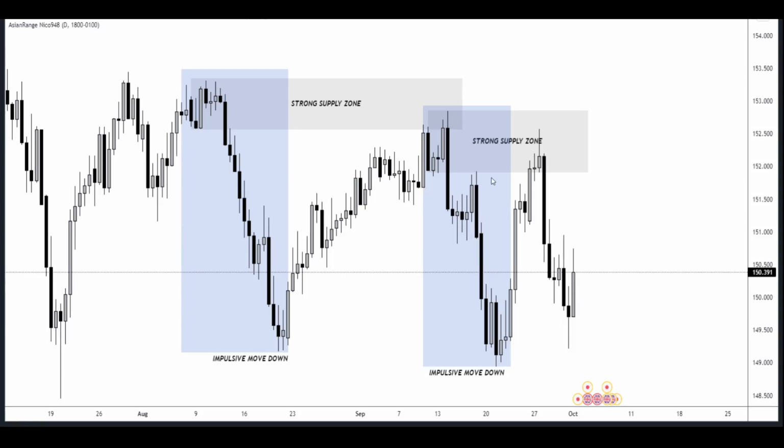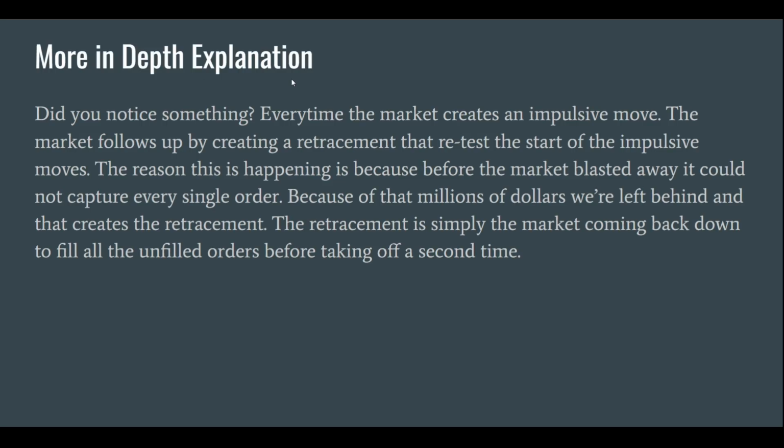So you guys can start to see how and where the supply zones are actually being made. Now, don't worry about wondering how you're going to mark this up. I got you guys. I'm going to show you how to find your supply zones and mark them up properly. More in-depth explanation.